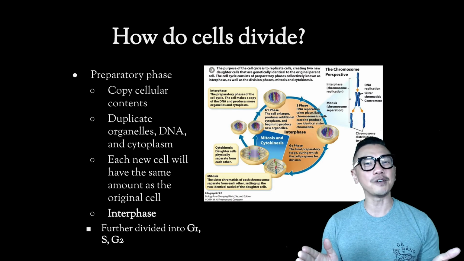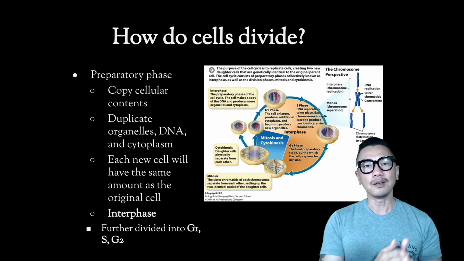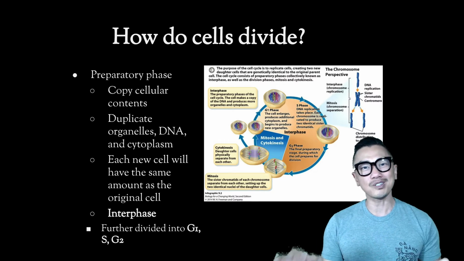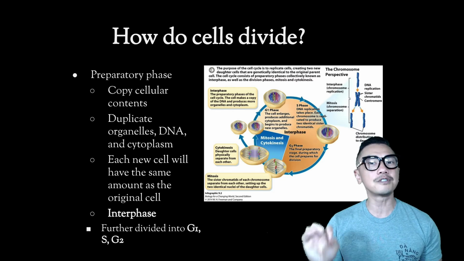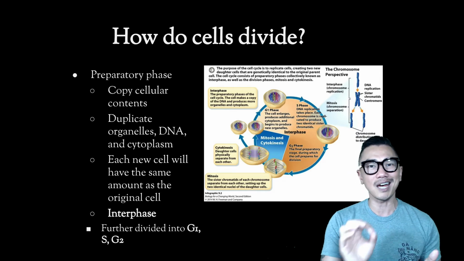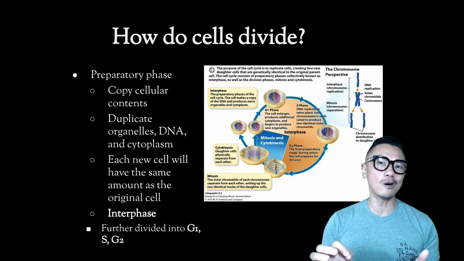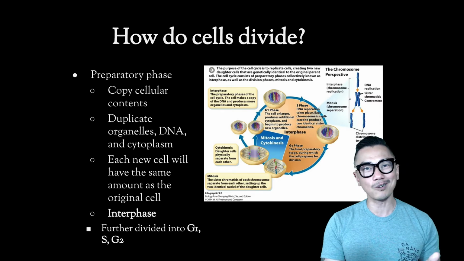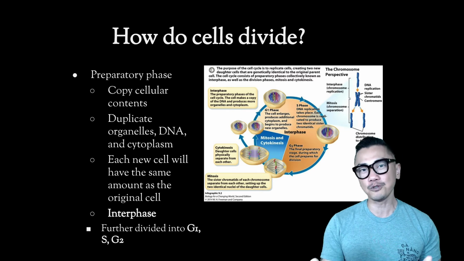In the preparatory phase of cell division, cells will copy their contents. They'll duplicate their organelles and DNA. They'll also produce additional cytoplasm. The purpose of the preparatory phase is to make sure that each new cell has the same amount of these things as the original cell. The preparatory phase of cell division is also known as interphase. Interphase can be broken down additionally into the G1, S, and G2 phases.